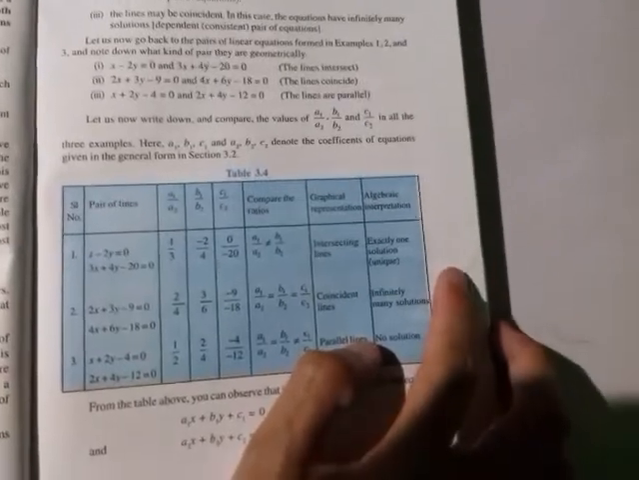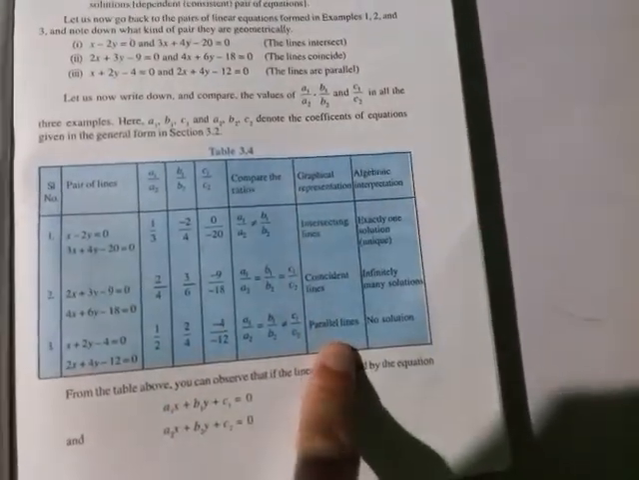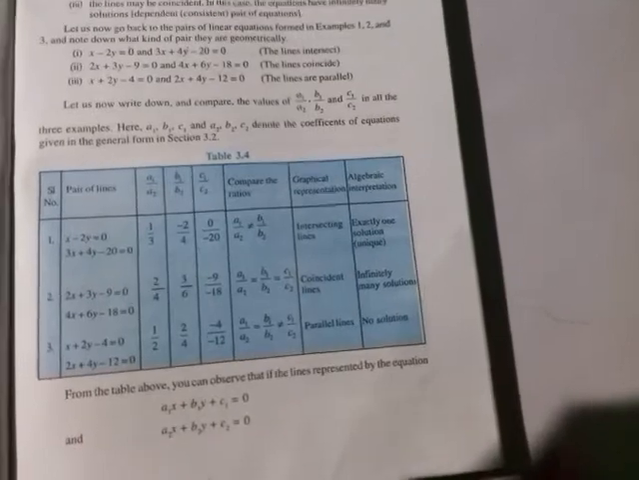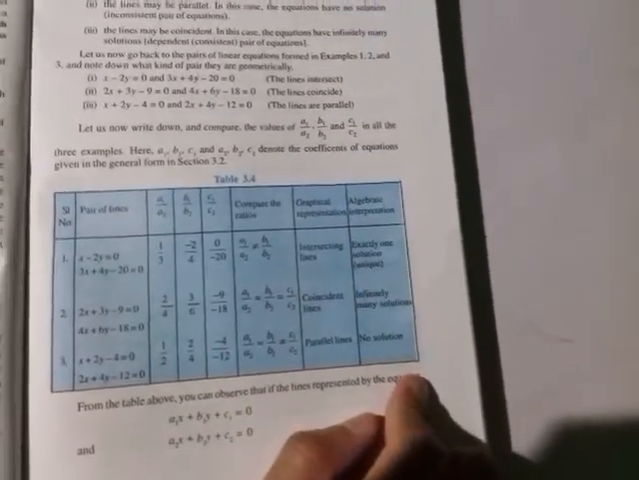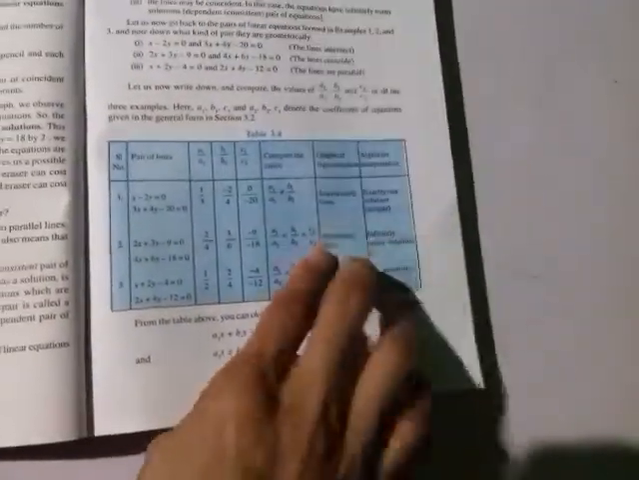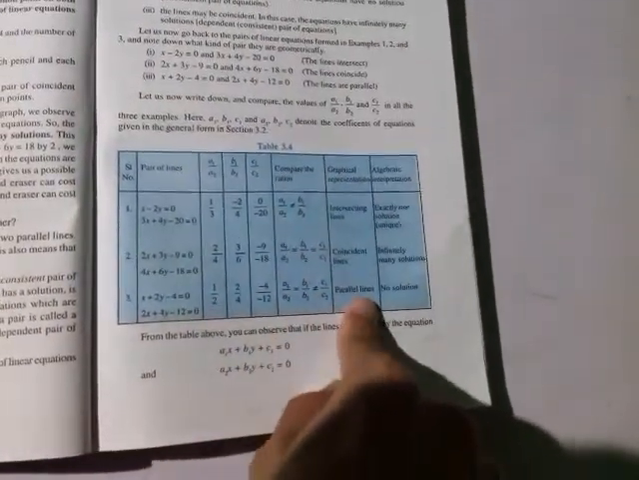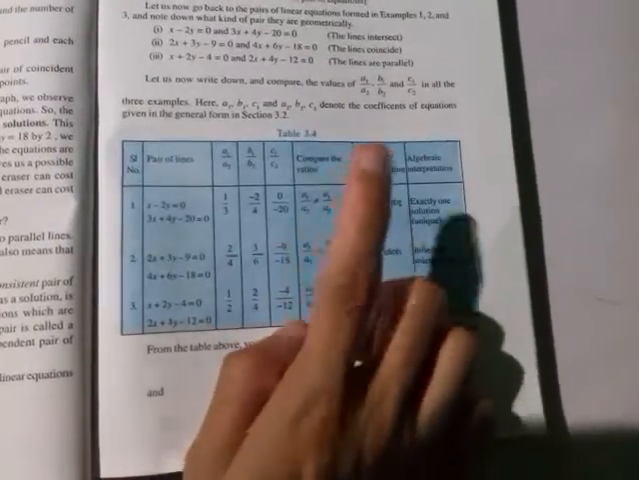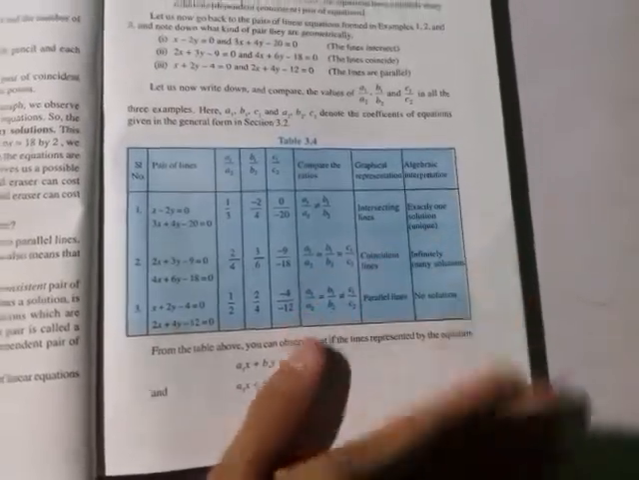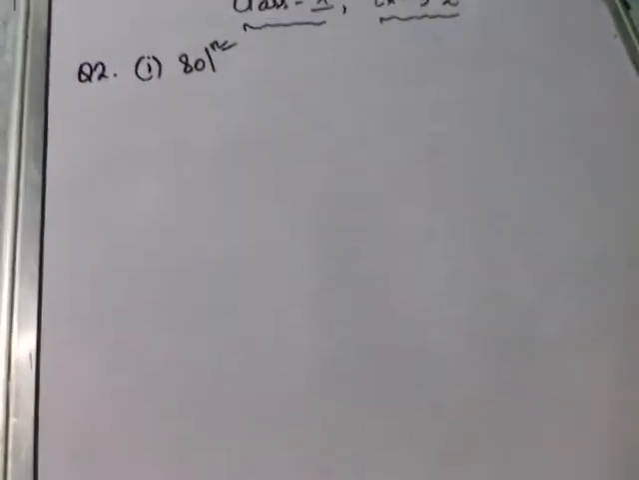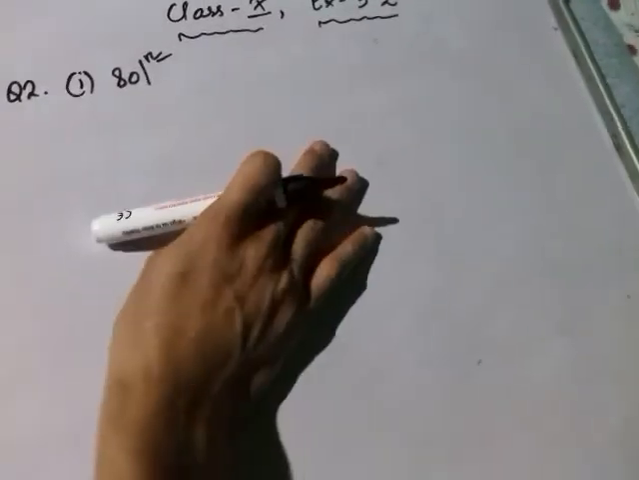We will use this graphical representation in question number 2, and in the next question we will use the algebraic interpretation. If it is in the form A1 by A2 not equal to B1 by B2, then the lines are intersecting. Likewise we will do question number 2. Now see how to do this. Question number 2, number 1 solution.